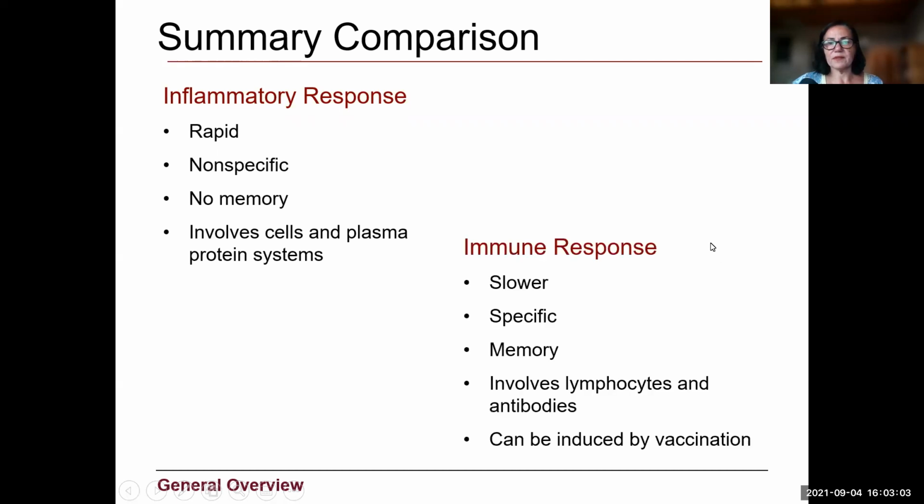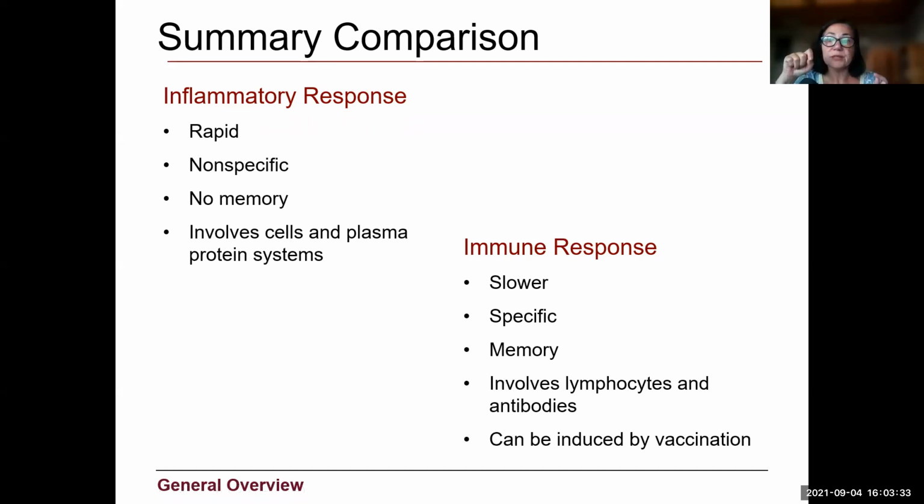Let's compare that with the immune response. It's much slower. And I should say, the measurable response is slower. Things will start happening right away, but they're completely undetectable to us until 5, 7, 10 days later, when we can start picking up things like antibody levels. And it's because this reaction is so specific.